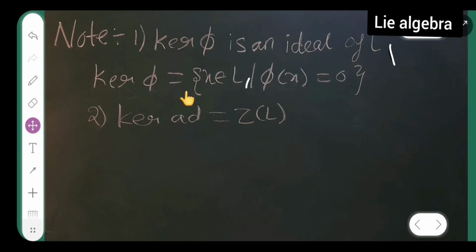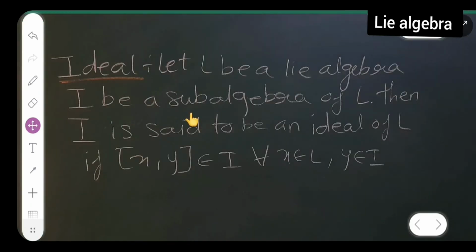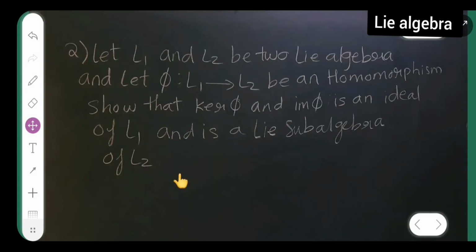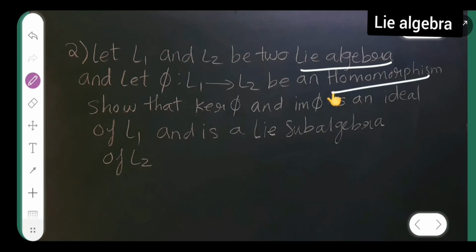And one more thing you'll have to know the definition of. Now to know this properly, you'll have to know what is a Lie algebra, what is a homomorphism, and what is an ideal, okay? So now let us see what is a homomorphism.